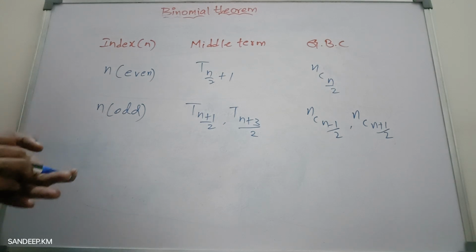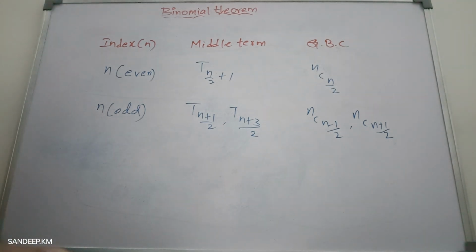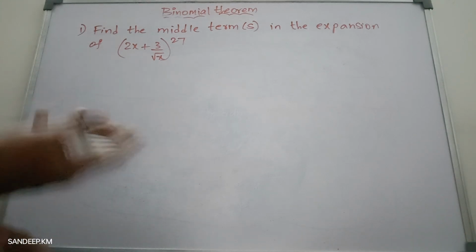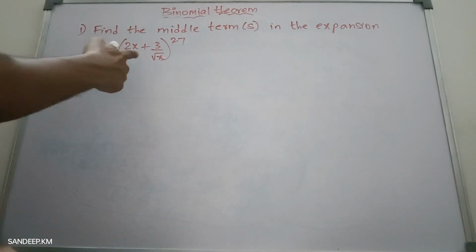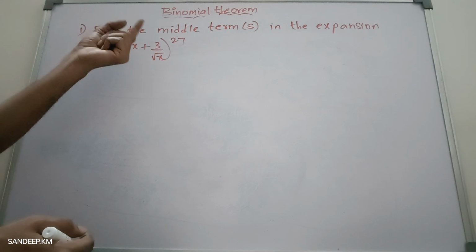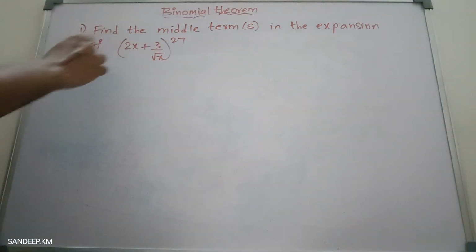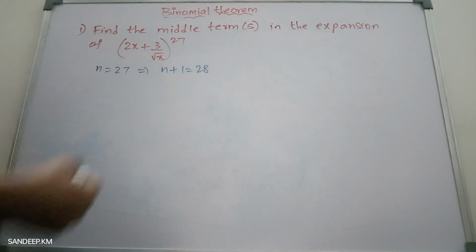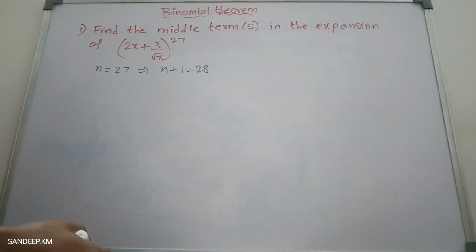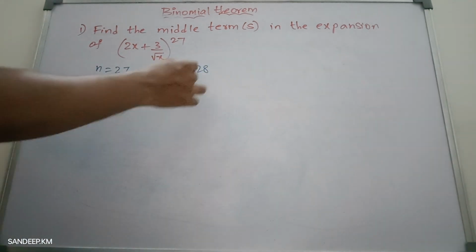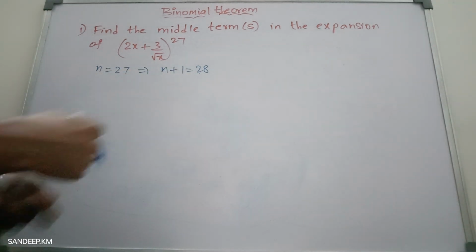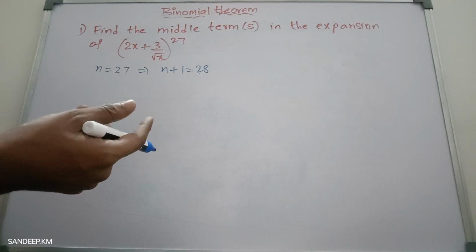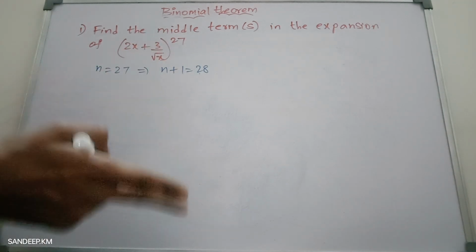Now let us see some problems based on this concept. Here is our first question. Find the middle term or middle terms in the given expansion. So we will see what is the index here. The index n is equal to 27 and the number of terms n+1 is equal to 28. 28 terms are divided into two equal parts. So when the number of terms is even, we have got two middle terms, and you know it already.